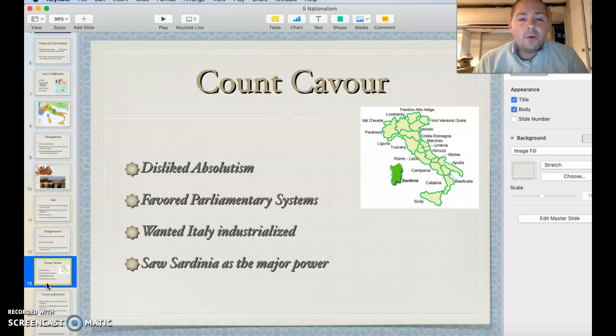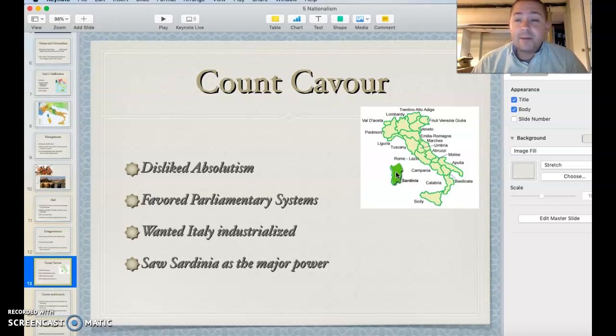The person who sees this as a desire is a guy named Count Camille Cavour. Now, Cavour is from Sardinia. He's from the island of Sardinia. And he is the chancellor of the island underneath the king, King Victor Emmanuel. And his goal is to try and establish a strong Sardinia within a strong Italy.